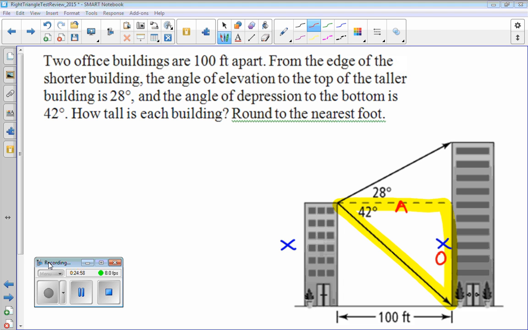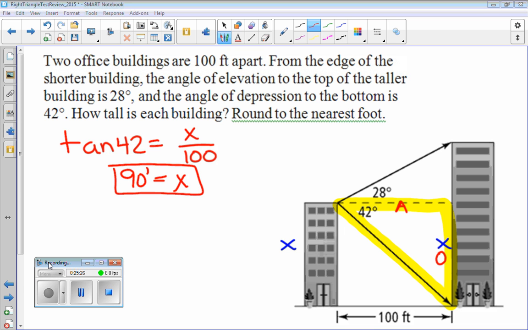So I know that to find x, the tangent of my angle is equal to the opposite over the adjacent. We good so far? Andrea, what do I do to solve for x? Perfect. So multiply both sides by 100. So 100 times the tangent of 42 is about 90. Okay. So the smaller building is about 90 feet. All right. Fair enough. Now we need to know the height of the taller building.